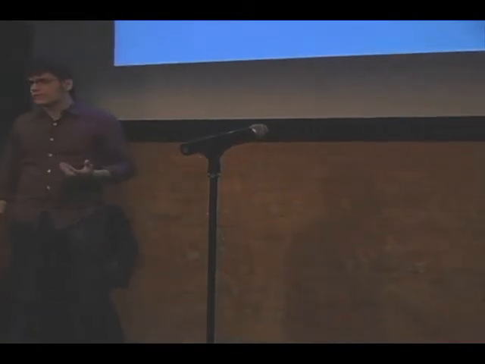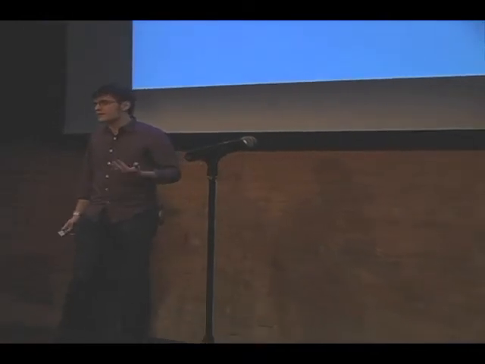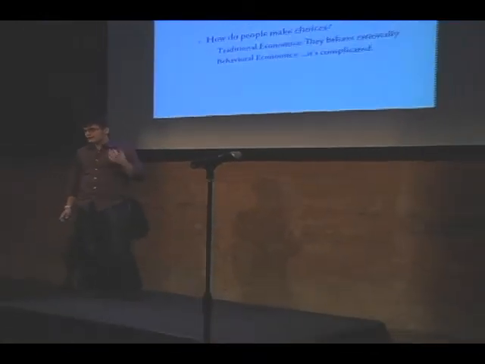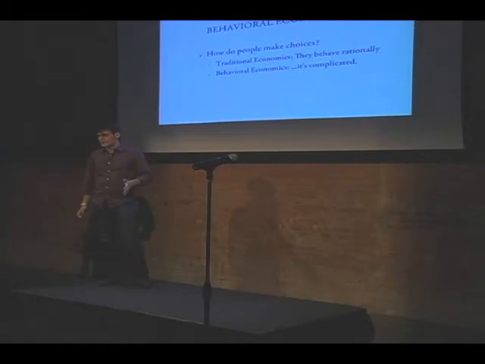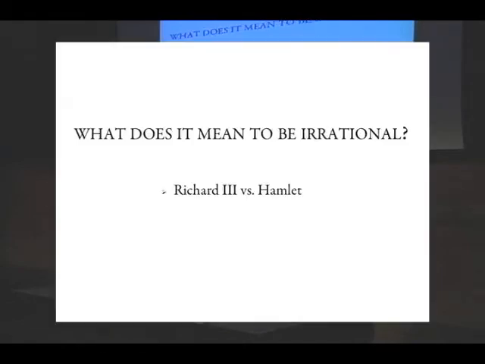So clearly, the first thing I need to do is define for you what it means to behave irrationally. This is Gallatin, so I'm going to use a literary example. I'm going to go with Shakespeare and talk about Richard III and Hamlet.